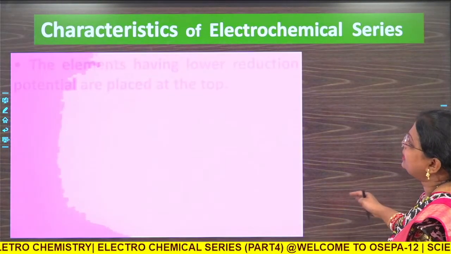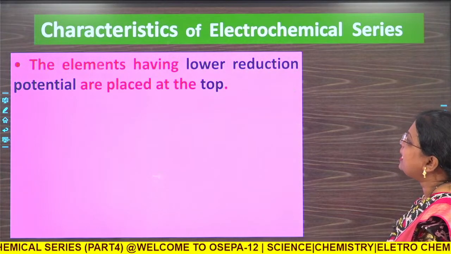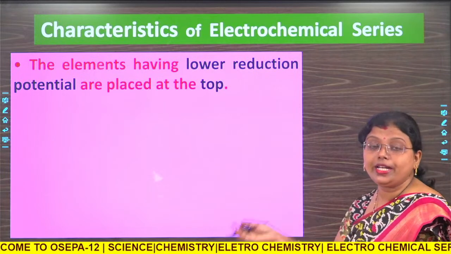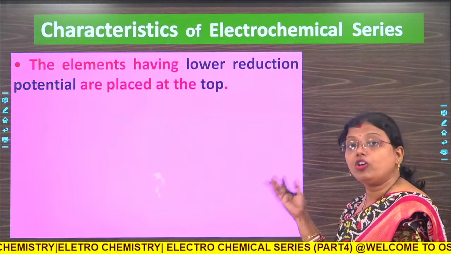Then some more characteristics. The elements having lower reduction potential are placed at the top. Yes, they are placed at the top. They have lower reduction potential, that means they have the tendency to undergo oxidation.